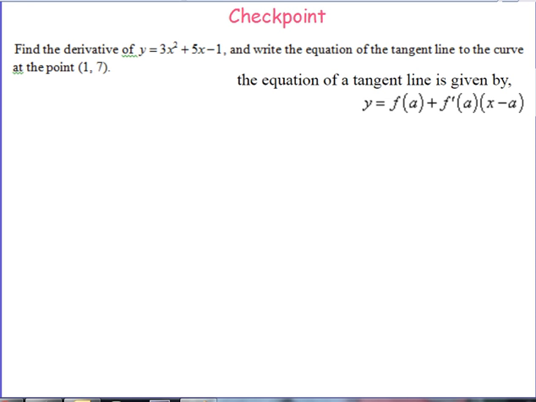So how do you write an equation of a tangent line? It's actually pretty simple. The equation of a tangent line, I have a formula: y equals f of a plus f prime of a times x minus a. Does this resemble anything that we've ever seen before?